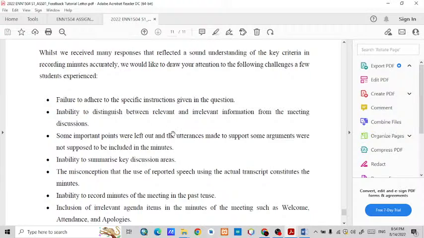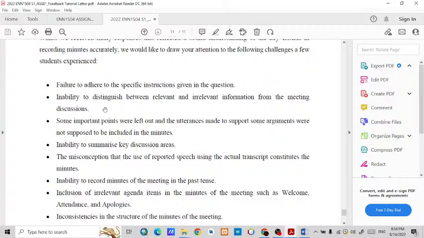Failure to adhere to specific instructions given in the question. Inability to distinguish between relevant and irrelevant information from the meeting discussion. That is very important. As much as the transcript is 3 pages, most of the information might not really be necessary to include in your minutes. There are things that are just not necessary. You're supposed to report the important information in relation to the topic.